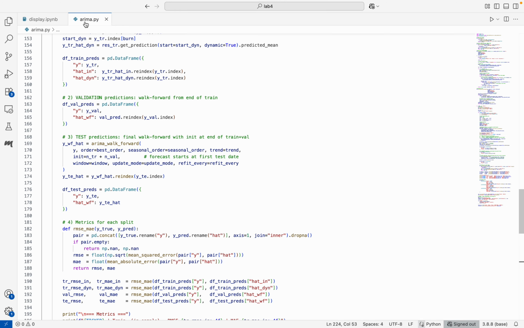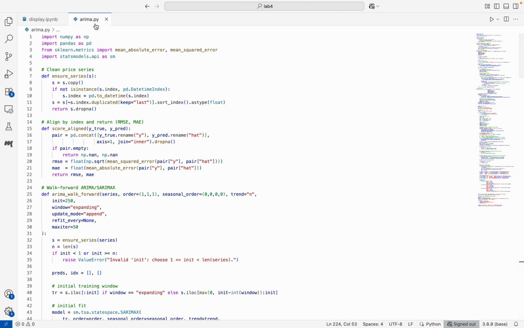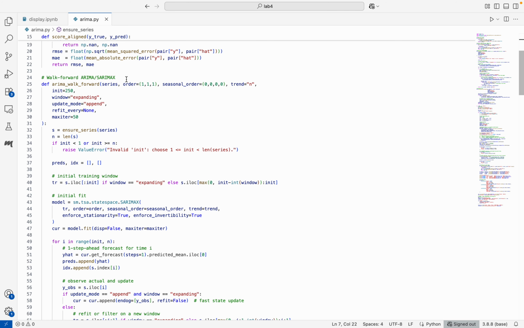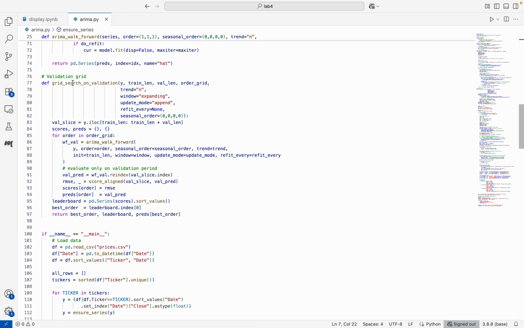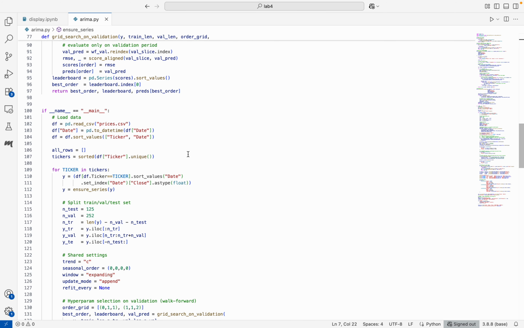The detailed functions were defined in this arima.py file. So here we define several functions. For example, we clean the price series and we align by the index and return, and we define the walk forward ARIMA model, and also we define a grid search approach on the validation set to select the best parameters.